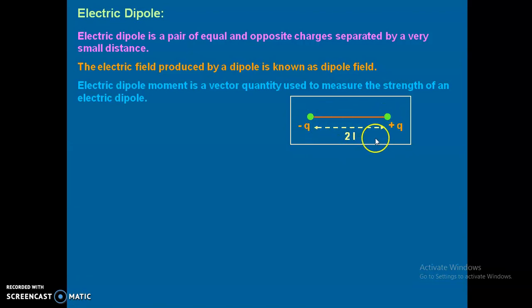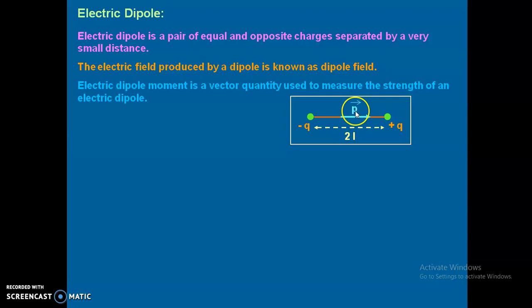Let us consider it is 2L, though it can be considered as L also, but for the purpose of convenience in the derivations, we consider it 2L. By considering the length of the dipole as 2L, the derivation becomes simpler, right? This particular length, which is assumed as 2L, is called the dipole length, right?